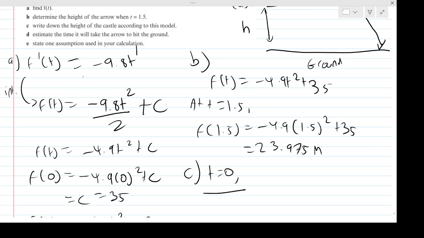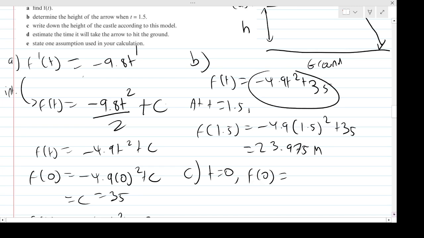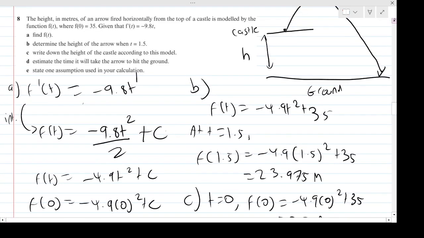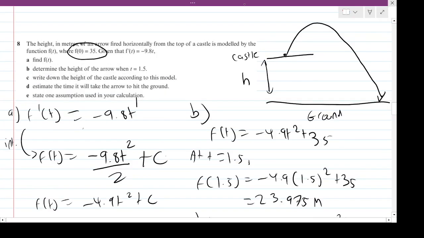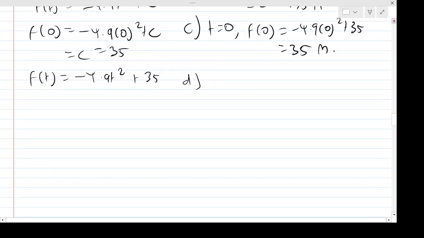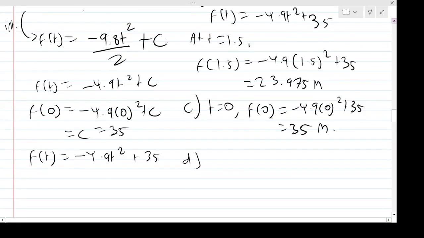So initially, we're at the castle. When t is 0, f of 0 is going to be minus 4.9 times 0 squared plus 35, which is just 35. So that's my height. Cool. And you could have just spotted that, like I said, if you write it down: when t is 0, we get 35, and that's from here. That's the whole idea. We start at the castle initially when t is 0, and that's my height.